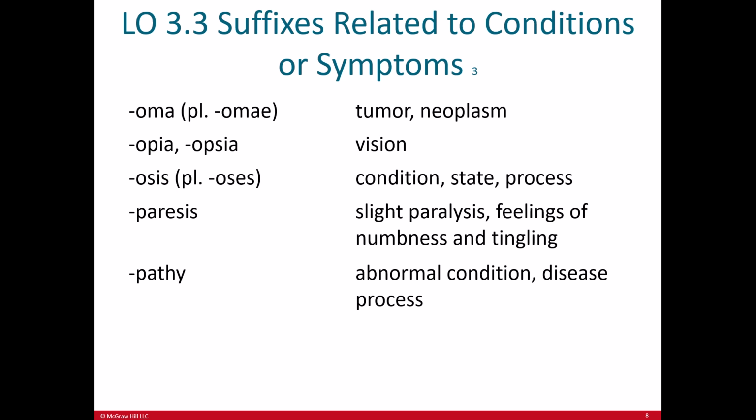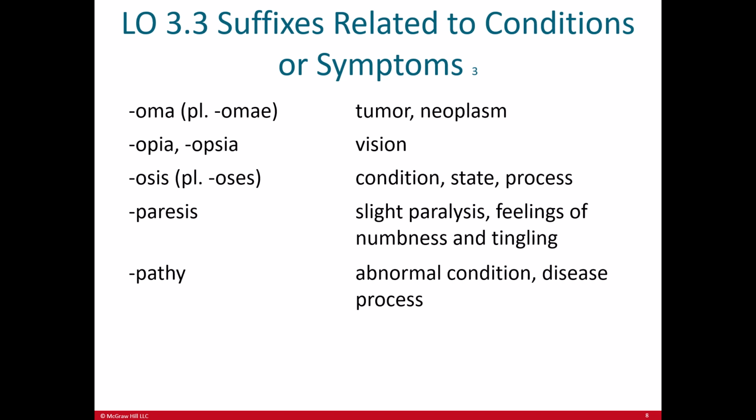Remember neoplasm? It's like a new development. Opia or opsia, both are suffixes for vision. And we have osis, again, condition, state, or process. Paresis, now this is a slight paralysis. I also like to call it partial paralysis. Feeling of numbness and tingling.